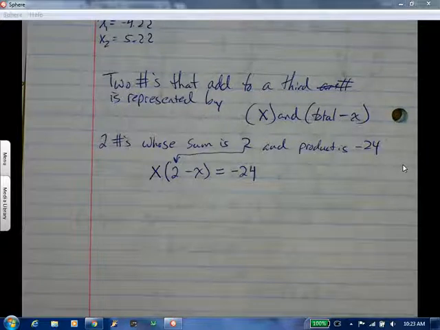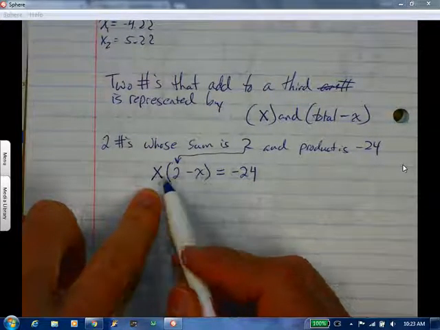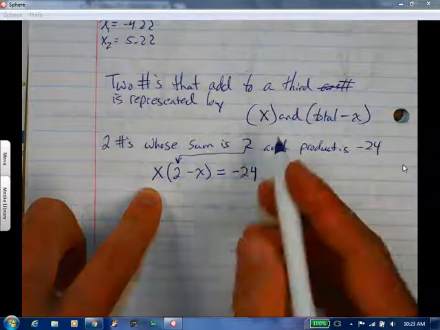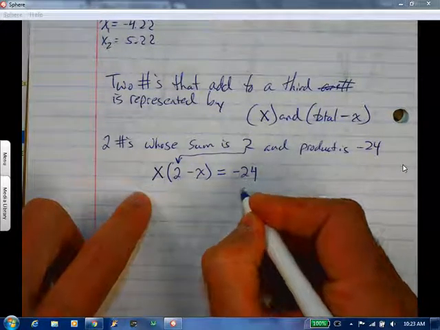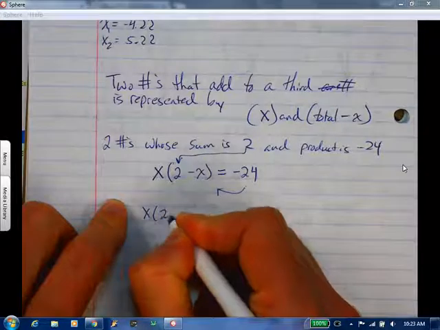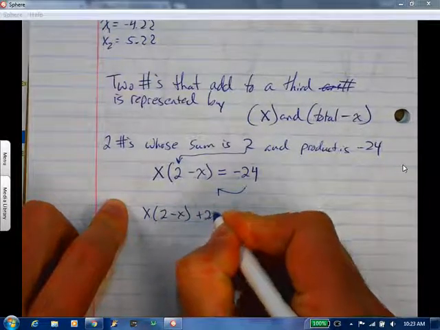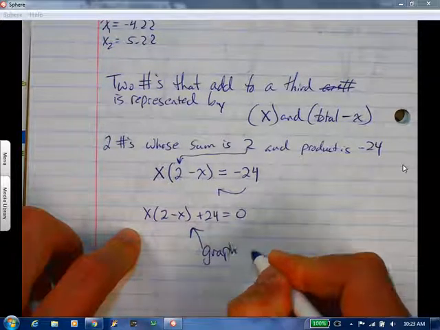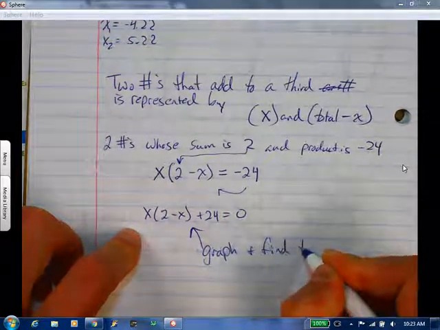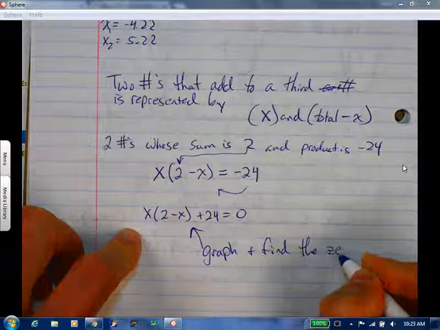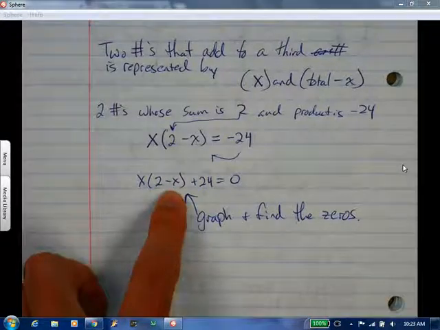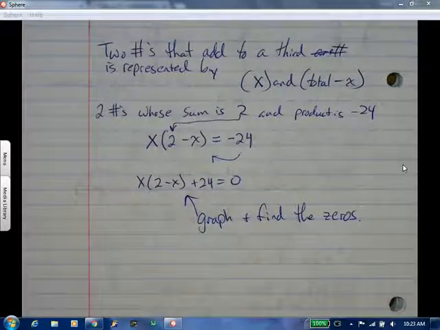Okay? Now, if I would distribute, you don't have to. If I would distribute, would I have an x squared? Okay? So bring this over, and you have x times 2 minus x plus 24 equals 0. You want to graph and find the zeros of that function. Okay, if you can type it into your calculator just like that, you don't have to do any other math with that. Okay.